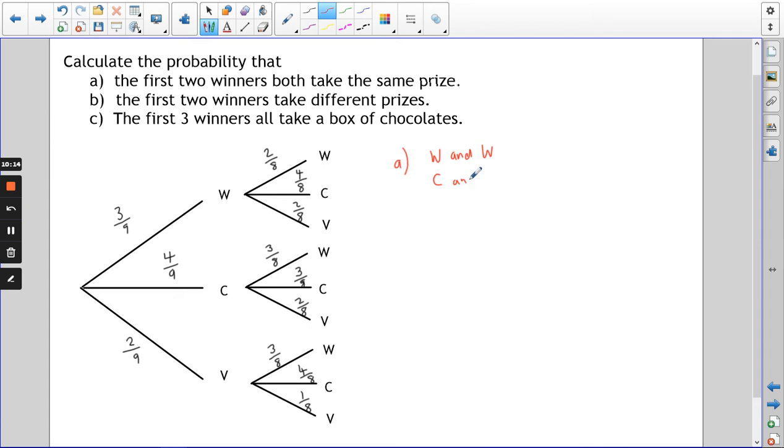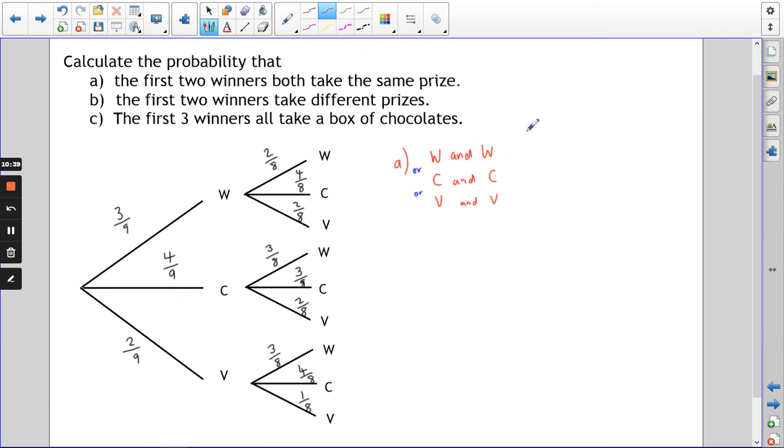They could both take chocolate, so chocolate and chocolate, or they could both take a voucher, voucher and voucher. And it doesn't matter which of these combinations happen because they all answer the same question, which is that they both took the same prize. So we've got the or rule in between these, so we can add them up at the end. So wine and wine, or chocolate and chocolate, or voucher and voucher.